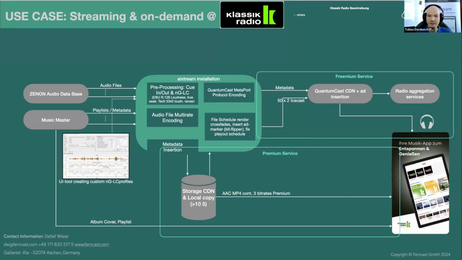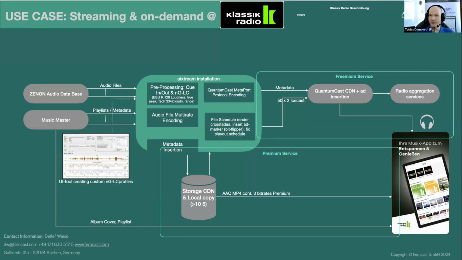We talked about the NGLC earlier, adding things like cue in and cue out points and those sorts of things before doing, well, actually two things there, because Klassik Radio has both a freemium and a premium program. The freemium program is 50 Icecast streams that are simply playing out as a regular live radio effectively, according to the schedule that was created in Music Master.